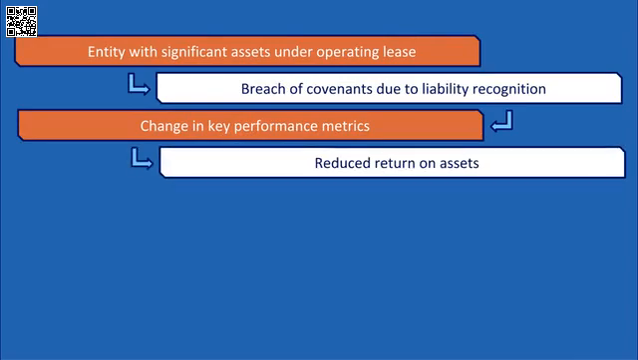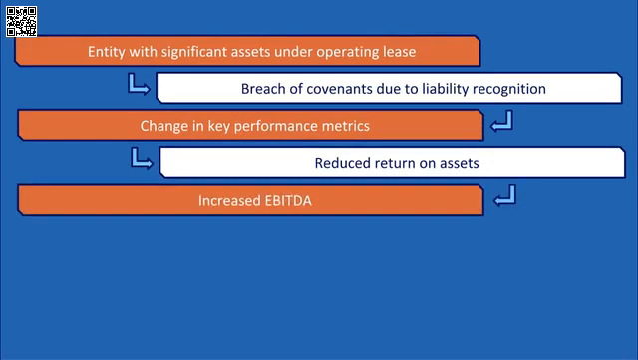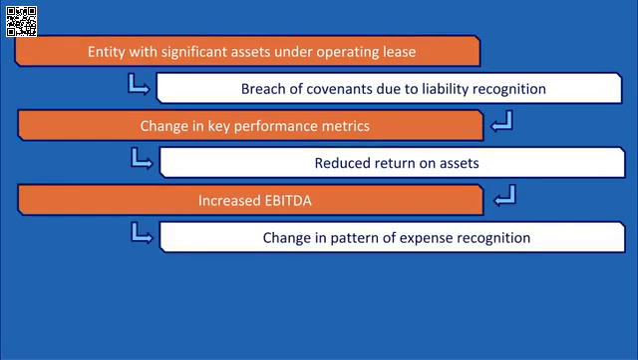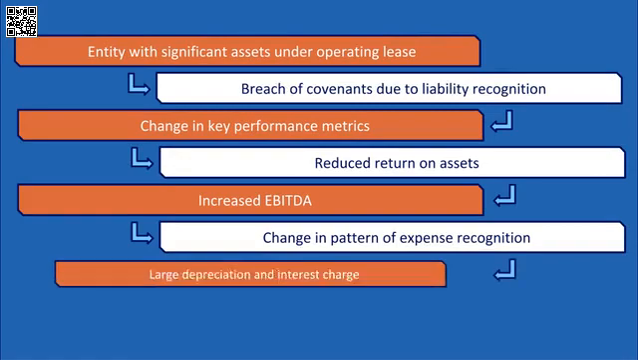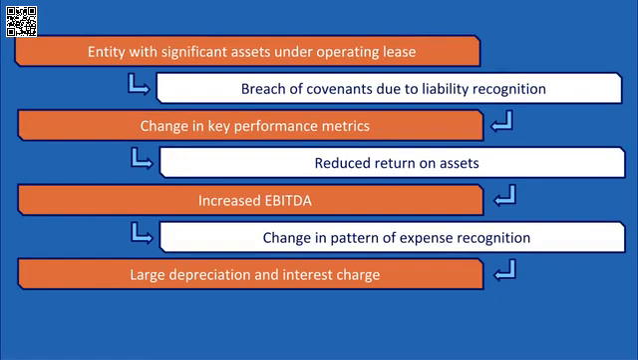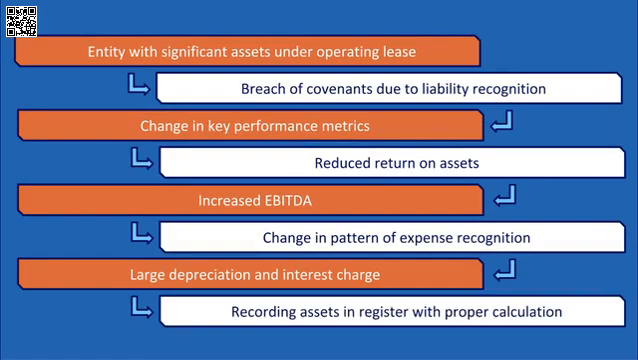Return on assets would be significantly reduced. EBITDA would be significantly increased, and the performance of expense recognition would alter from straight line to being front-loaded due to larger assets and liabilities at the start of the lease, resulting in large depreciation and interest charges at the start of the lease. From a systems point of view, a large number of assets currently not recorded in some form of asset register would now need to be recorded for the correct calculation of depreciation and interest charge.